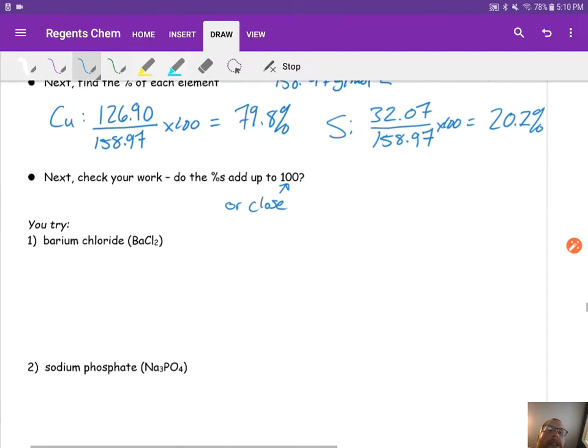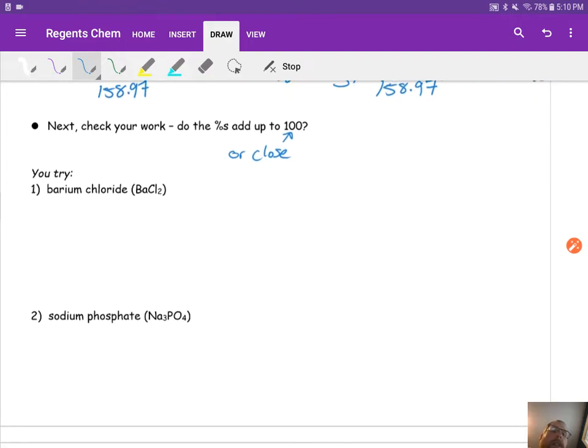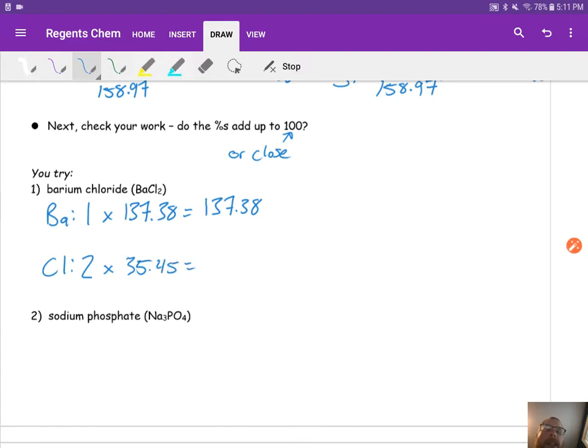So I would encourage you to pause the video, try barium chloride on your own, and then come back and see how to work it out. So barium and chlorine. I've got 1 barium, I've got 2 chlorines. The molar mass of barium is 137.38. It's easy math. Chlorine's mass is 35.45. You're probably starting to remember some of these elements the more you do their masses. When you multiply by 2, it's 70.9.